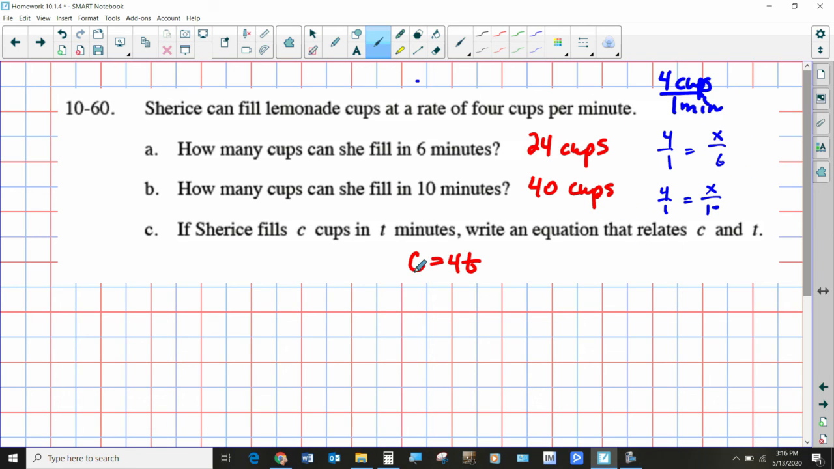But if we want to find out how long it takes for her to fill 100 cups, then we just have to fill that in for C. And now we know it's a division problem. 100 divided by 4 is 25. So the time would be 25 minutes. So you could solve it proportionally or using the equation.